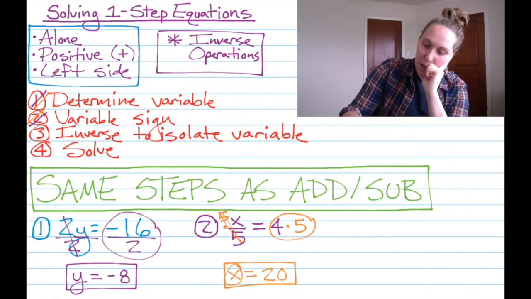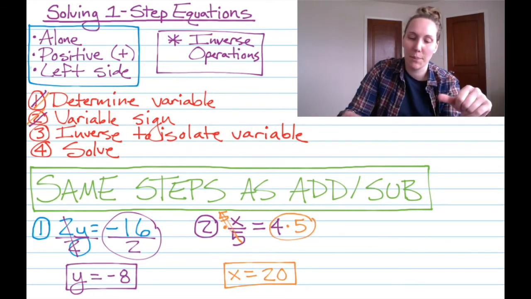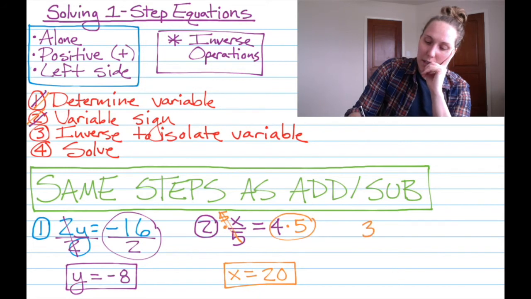So is x alone? Yes. Is it positive? Yes. Is it on the left side? Yes. So we solved it. Sorry, I forgot to go over that one for the first one. So, all right, last one. Let's look at number 3.